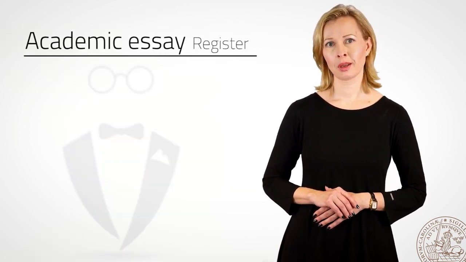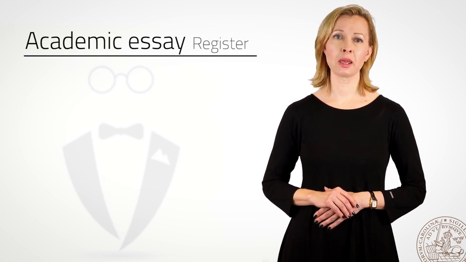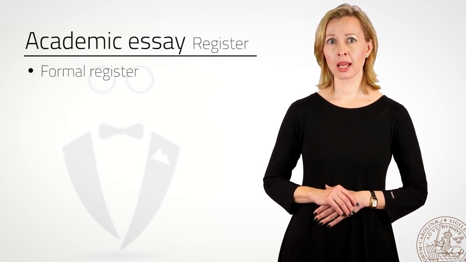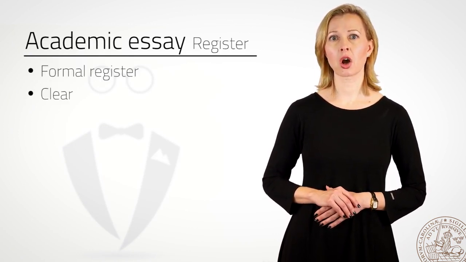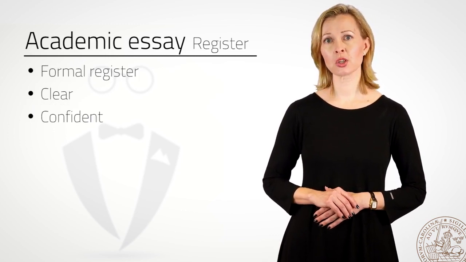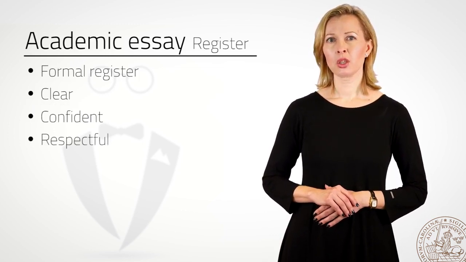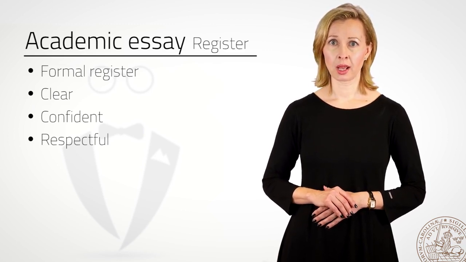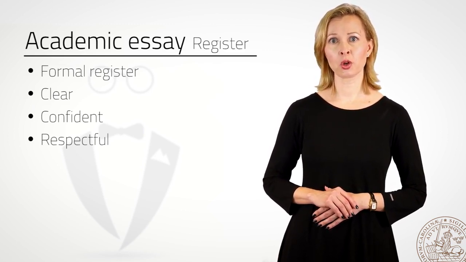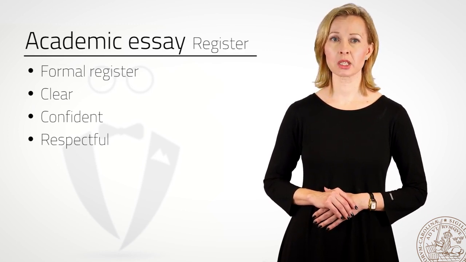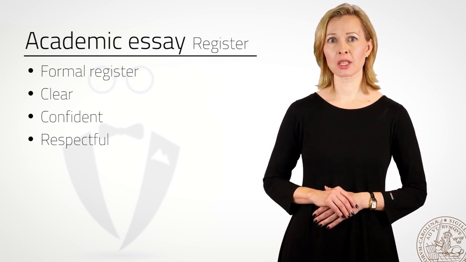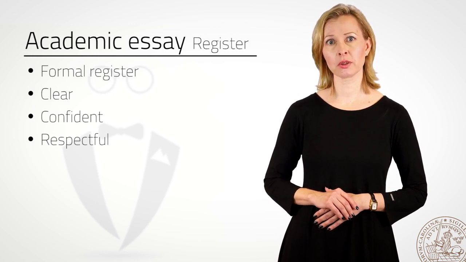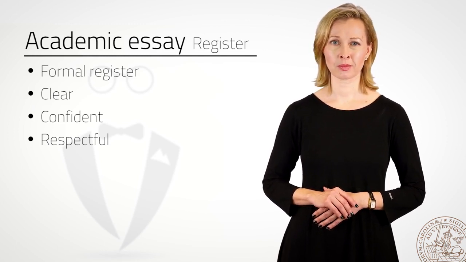So, what kind of writing situation are you in when you write an academic essay? Well, you should always aim at formal register and a tone of writing that's clear, confident, and carries an undertone of respect. You want your target reader to get the feeling that you know your topic well and that you can argue for your own particular point of view on the basis of facts without any attempt to ridicule or look down on those who may not agree with you.